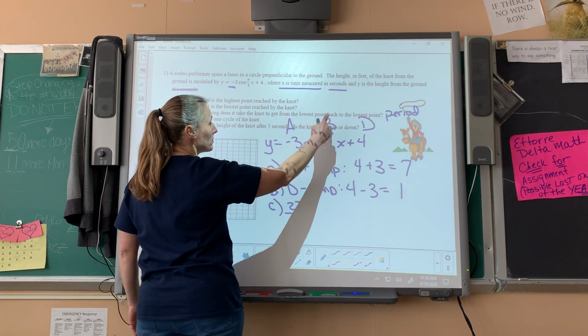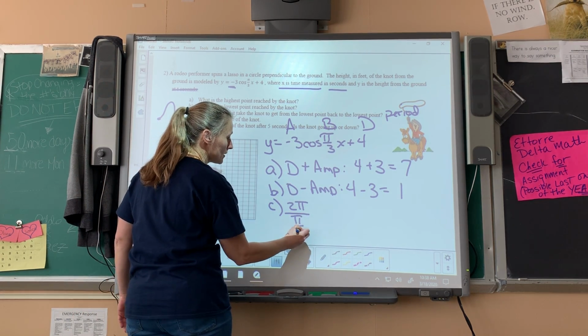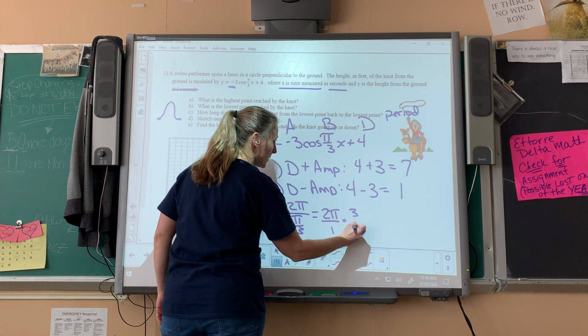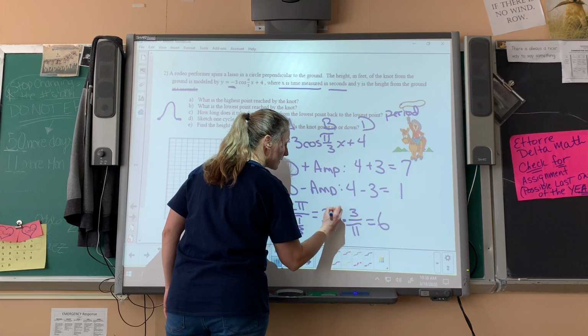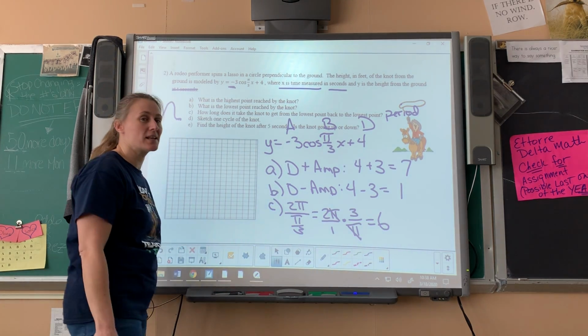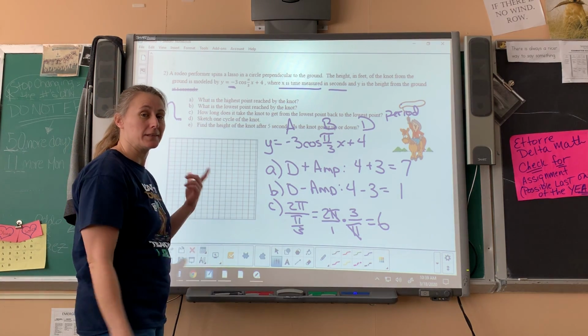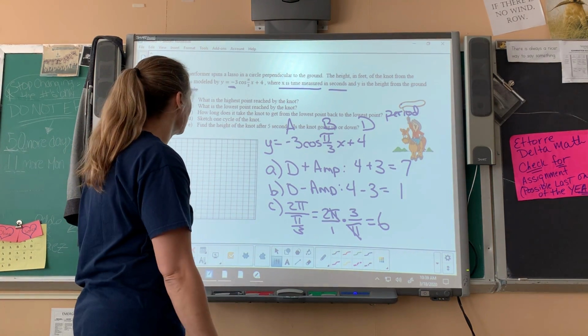2 pi over B, which is pi over 3. So again, it's keep, change, flip. These cancel out, and we're just left with 6. So it takes 6 seconds for him to, whatever, do it. I don't do it. Okay?